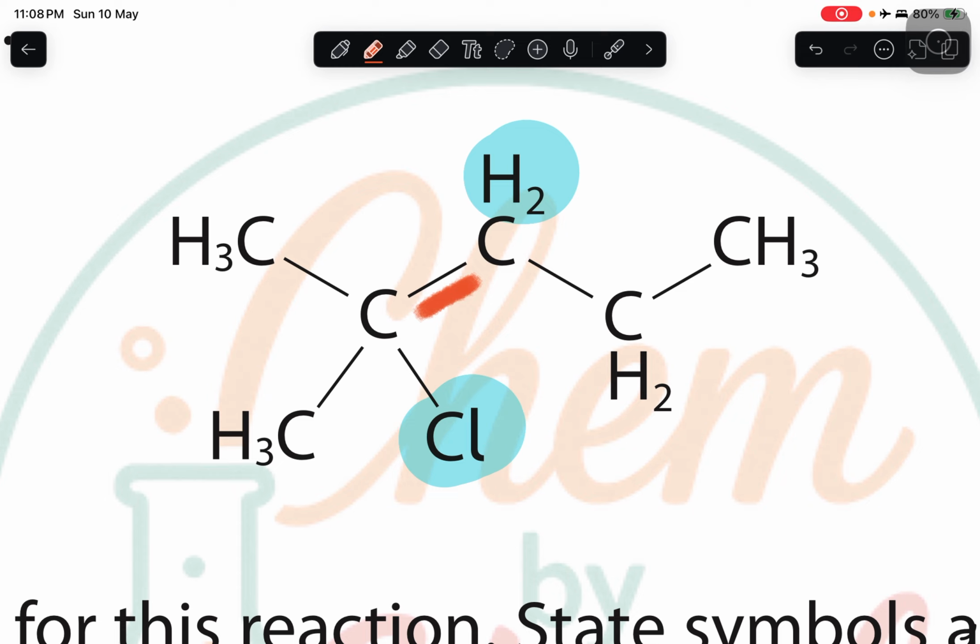Now, if the chlorine gets eliminated with this hydrogen, the position of the double bond would be here on carbon number 1. So it can form either 1-ene or 2-ene, depending on the position of the hydrogen getting eliminated.